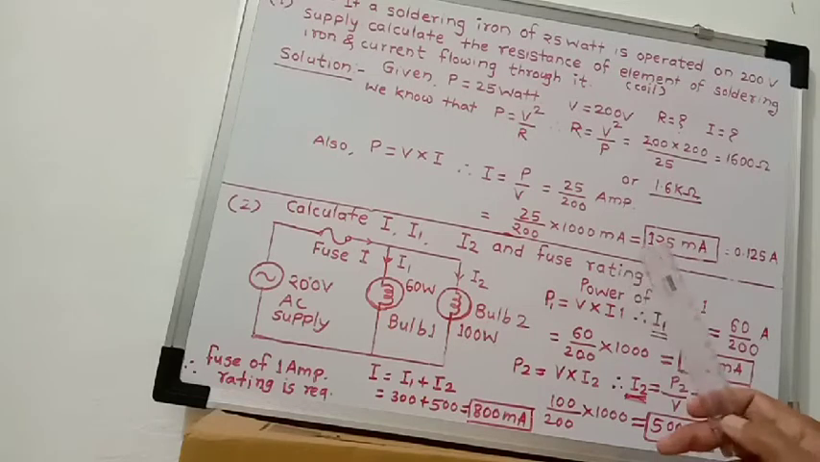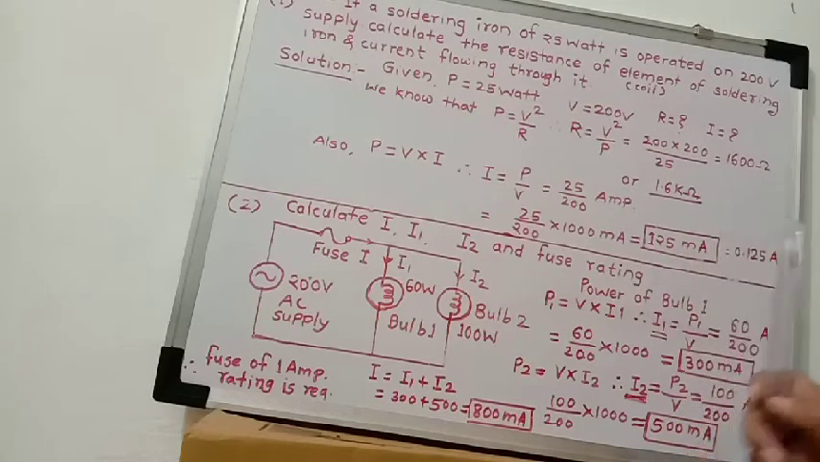So the resistance of the coil used in the soldering iron is 1.6 kilo ohm or 1600 ohm.